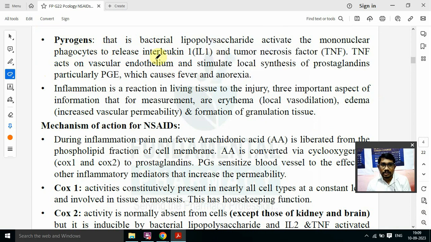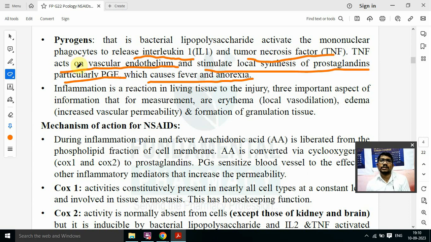So these pyrogens will interact with the mononuclear phagocytic cells in your body. Okay, they will increase the production of interleukin 1 and tumor necrosis factor, TNF. And this TNF acts on the vascular endothelium, blood vessel का inner layer जो था, and stimulates the local synthesis of prostaglandin, particularly PGE, prostaglandin E, which causes the fever and anorexia. Fever करता है prostaglandin. Okay.